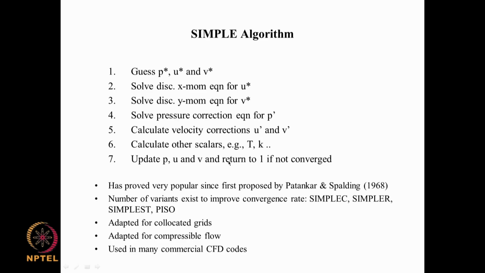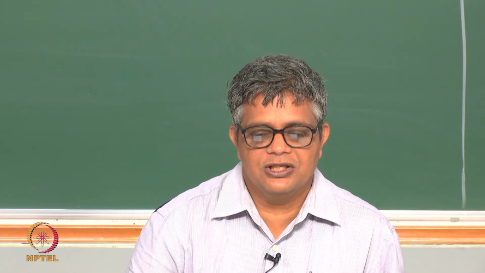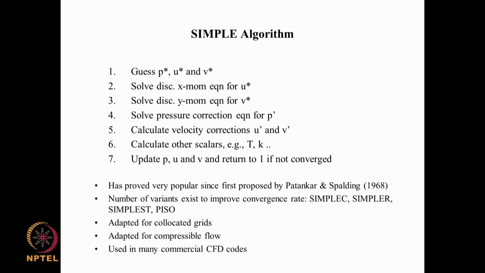And although this method has been described here for a staggered grid, this can also be extended to collocated grids, and it can also be extended to compressible flows and all that, and it is used in many CFD computations for the solution of Navier-Stokes equations for compressible and incompressible flows, primarily for incompressible flows. And because we are doing it in so many iterations, it is possible to bring in more complicated physics like turbulence and reaction and all those things.